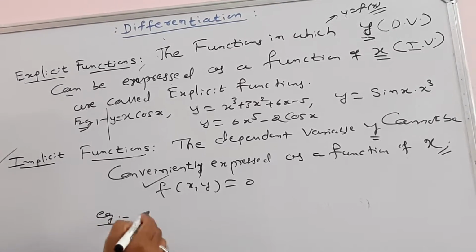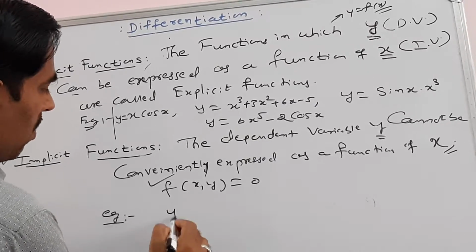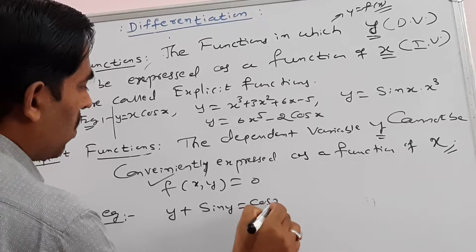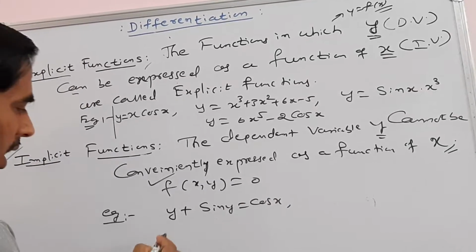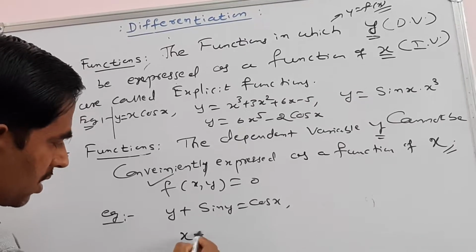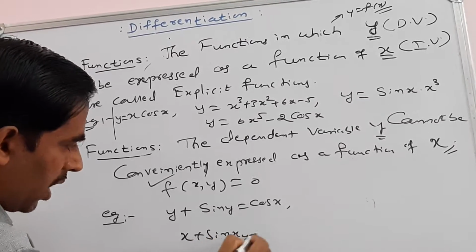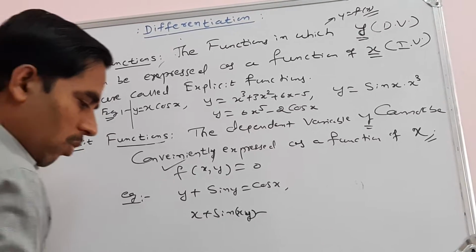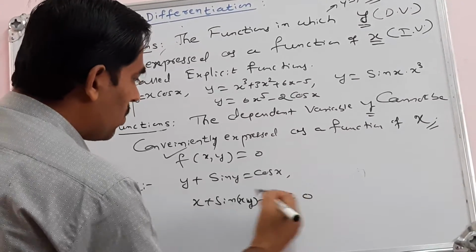So for example, y plus sin y is equal to cos x. So we can write this example in this form. I can write so many examples here. See, sin xy, I can put the bracket here, sin xy minus y is equal to 0.